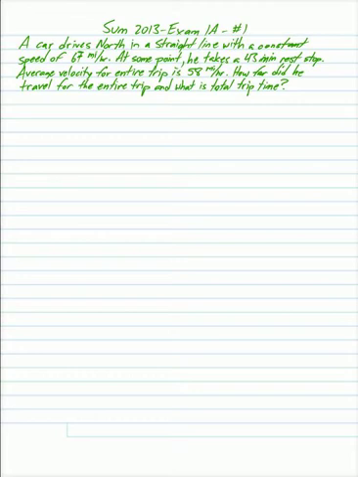Alright, I'm going to get started by writing down what we know and what we don't know. The best way to do problems like this is to split it up into two different parts. Part 1 is the part where the person is driving and we don't know delta x1. We know v1 and we don't know t1.